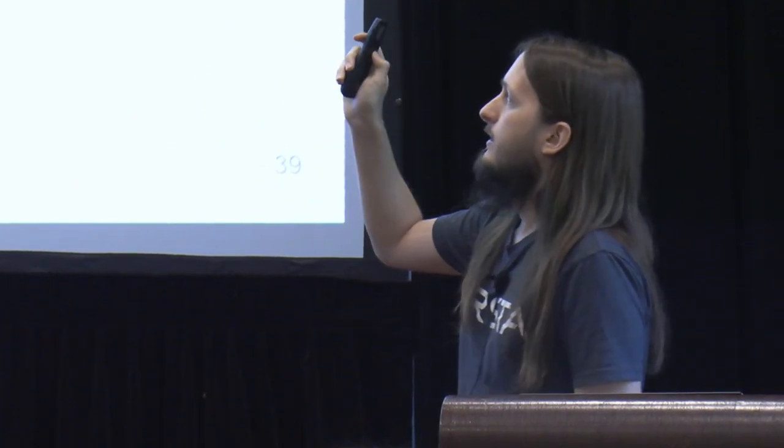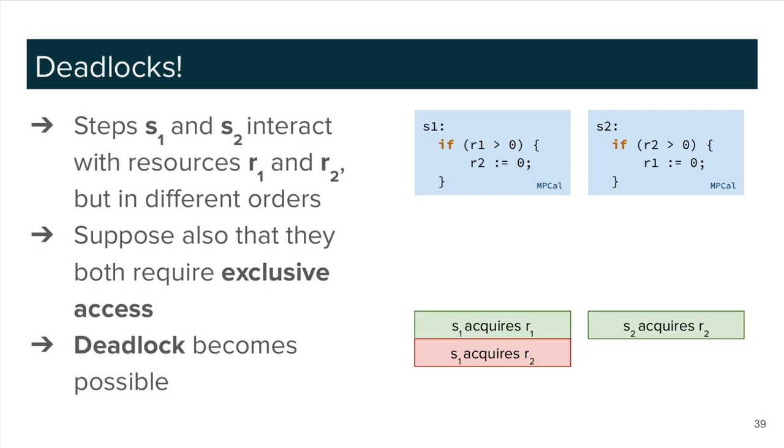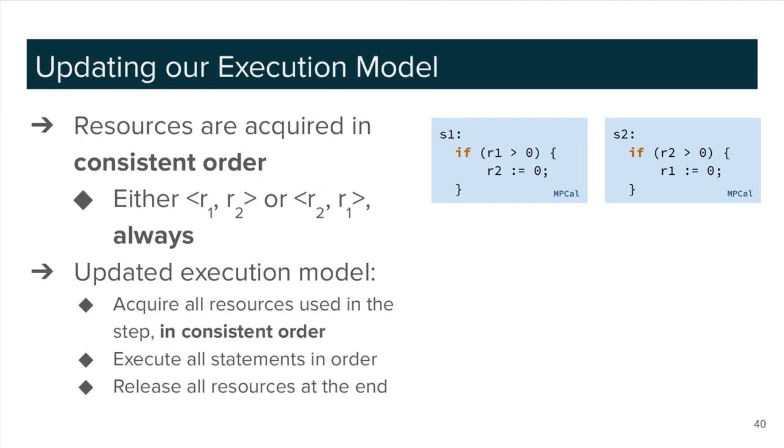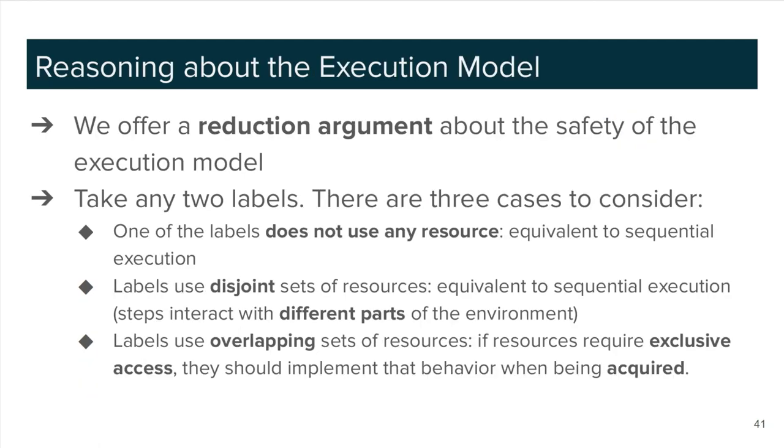No. Classic database problem. If you acquire the same two things in different orders from two different places, you can run into a deadlock where each holds the other's needed item. So let's quickly fix that. We sort the things, then we do what we said before: acquire them, execute statements in order, release all resources at the end. So it's pretty simple. I'm noticing I'm running a bit low on time.